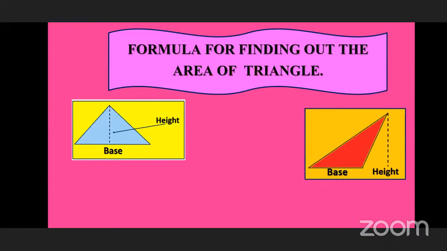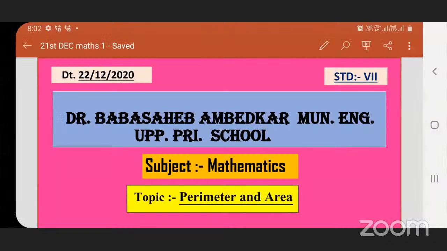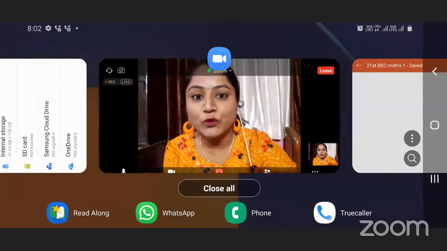Half into base into height. Yes, half into base into height. For the area of a right angle triangle, the formula was half into the product of the sides forming the right angle. And for other triangles, the formula is half into base into height. Now children, I will be showing you some objects. You have to observe them carefully and listen to the questions that I am asking you.